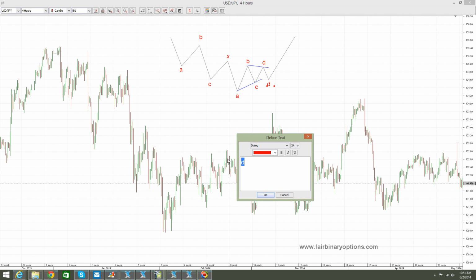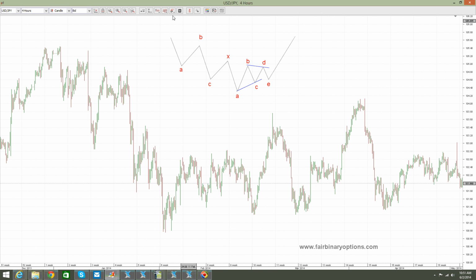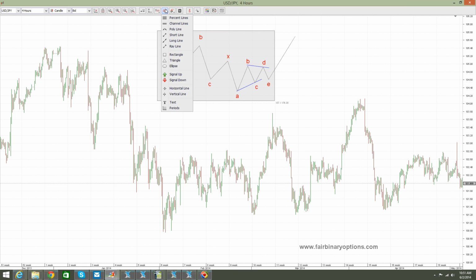So what do we have here for the whole pattern? The whole pattern, from here to here, is called a double combination. It is a complex corrective wave. It can be found as a fourth wave type or a second wave type, or only part of a complex correction as well. It is formed out of two different corrective waves: the first correction, the intervening X wave, and the second correction.